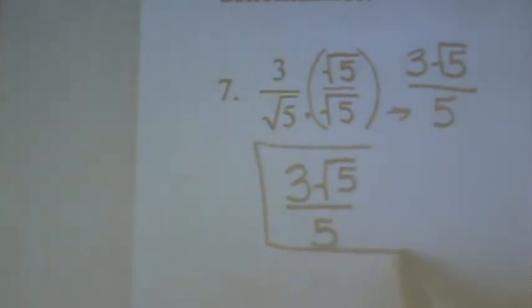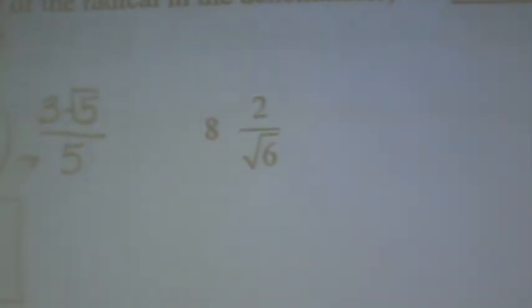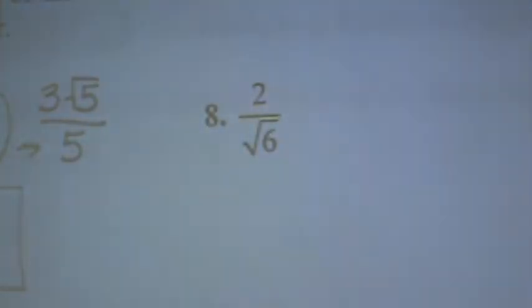Now another thing that could happen is these two numbers could be reducible. They're not right now. The next one's going to happen that way. So look at number 8. Sorry, I forgot the dot there. Put the 8 dot.